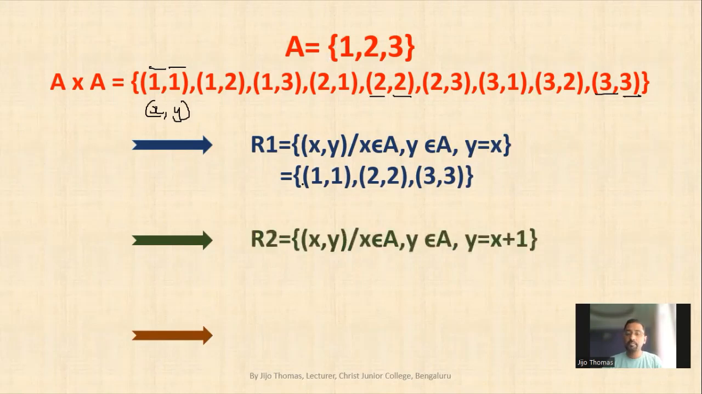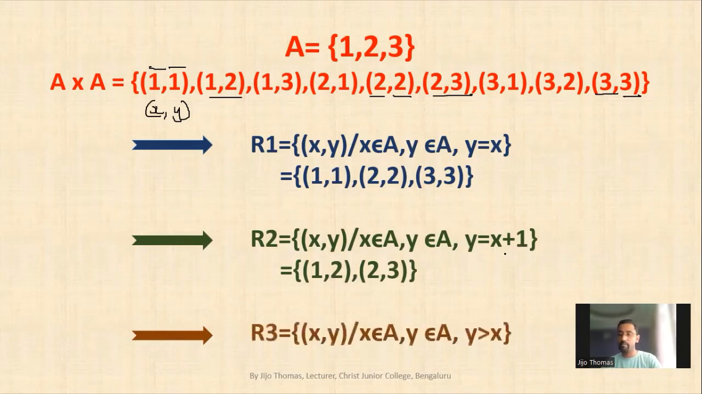Another relation which I consider, again the initial part is (x, y), and x and y are from set A. y equal to x plus 1. y is 1 more than x. So which are the elements satisfying that? y is 1 more than x: (1, 2), (2, 3). So these two will be the elements which satisfy that condition, y equal to x plus 1.